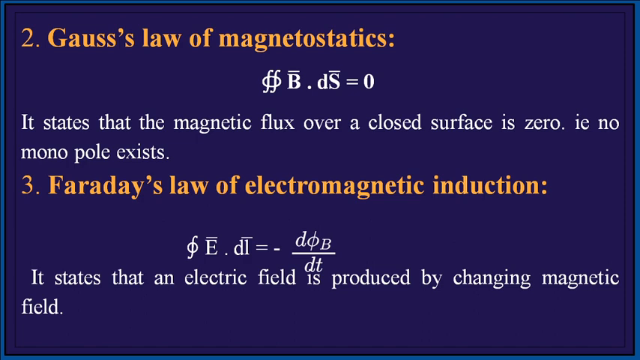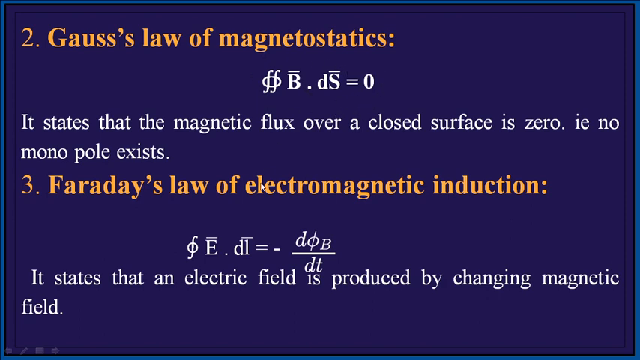Magnetic field is always continuous. All magnetic lines of forces are closed loops. That's why the Gauss law of magnetostatics states that the total magnetic flux over a closed surface is always equal to 0, and this is taken as the second fundamental Maxwell equation. And then we come to the third one.